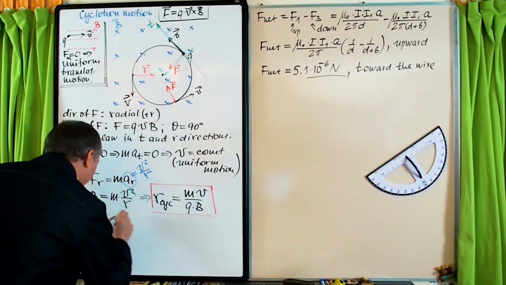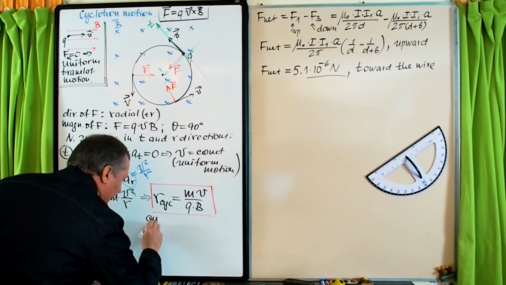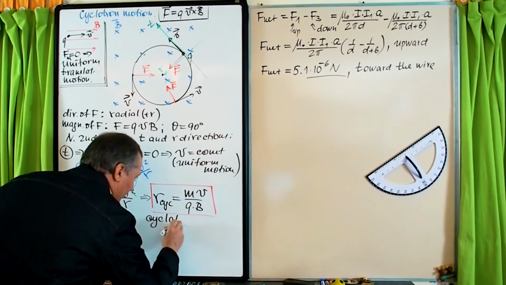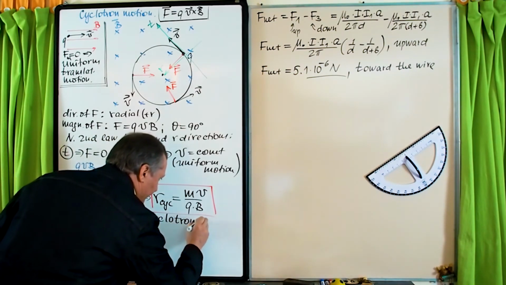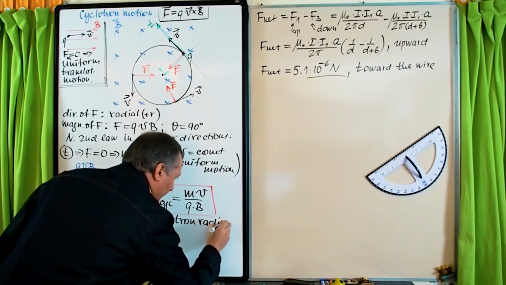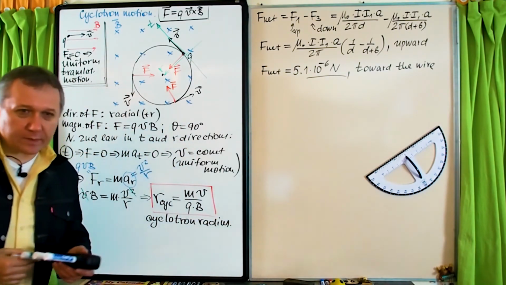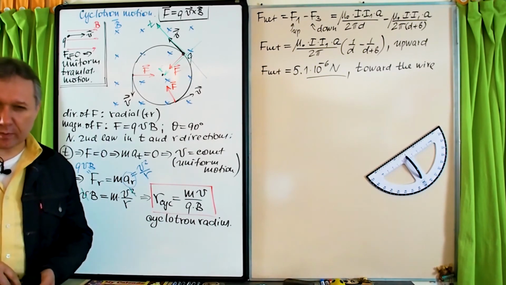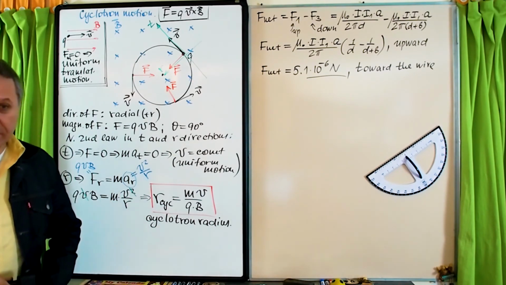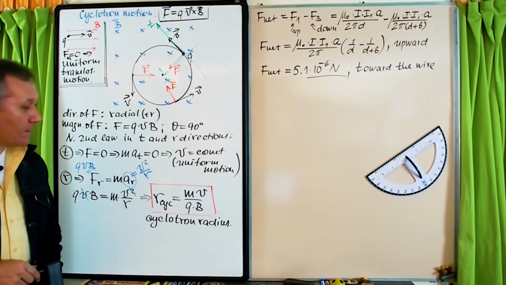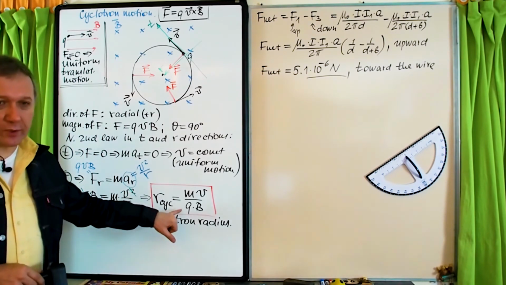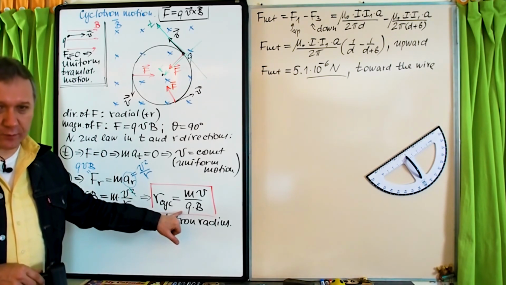So let me write it down. So it's a cyclotron radius. A few times I give a problem about this on the exam, final exam, of course, right? And on the formula sheet, I never give this formula.